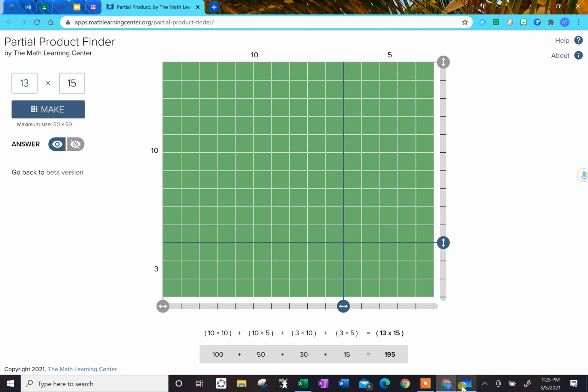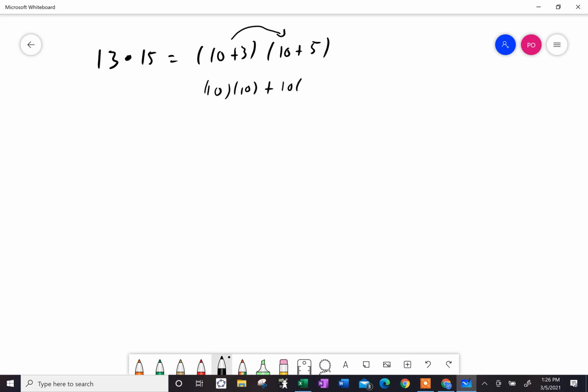Now, what does that actually look like? It was 13 times 15, wasn't it? 13 times 15, I said, is really the same as 10 plus 3 times 10 plus 5. So what I'm going to do is I'm really distributing this with this. So I have 10 times 10 plus 10 times 5. And then I'm going to distribute my 3: plus 3 times 10 plus 3 times 5.